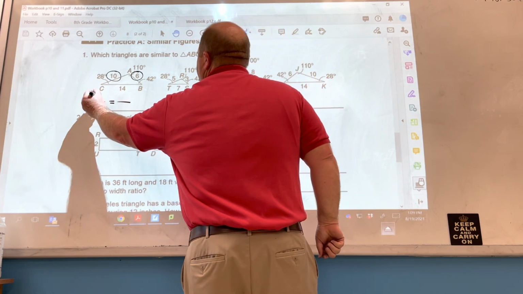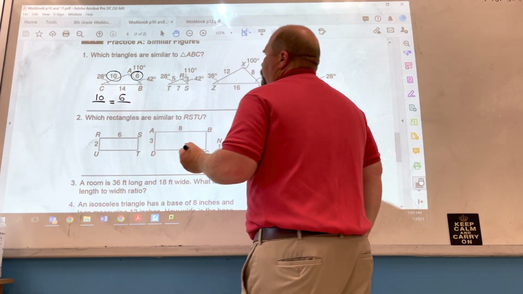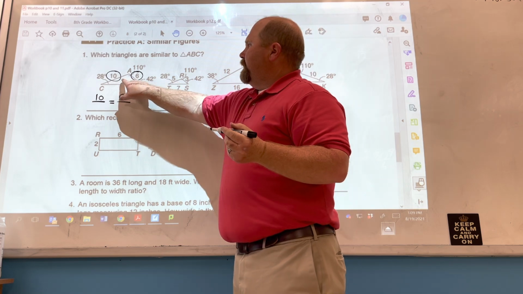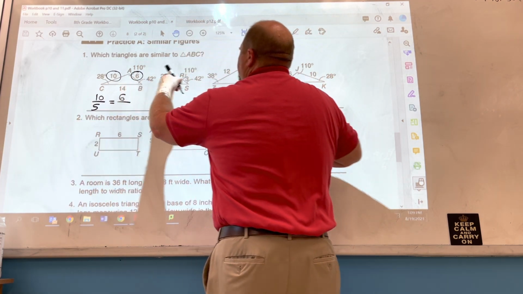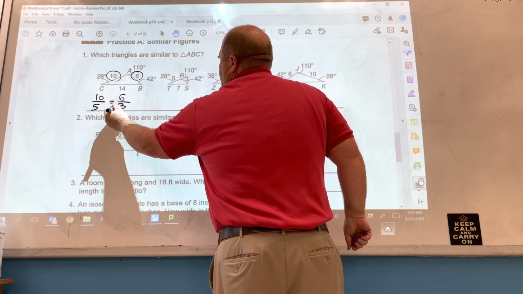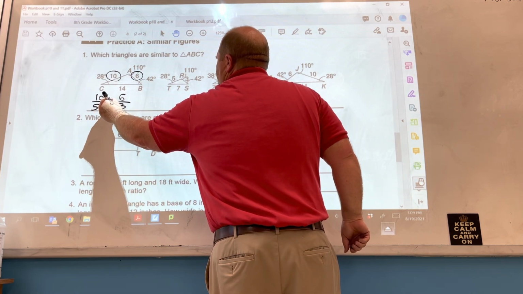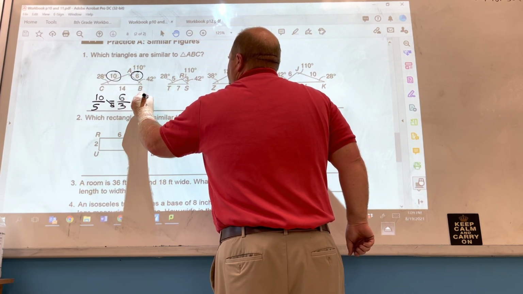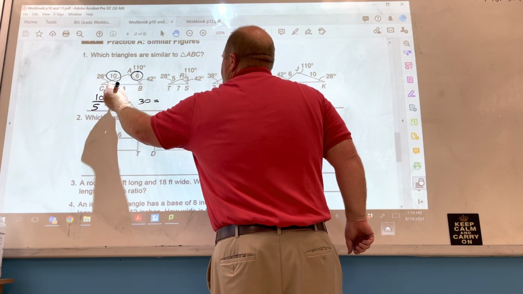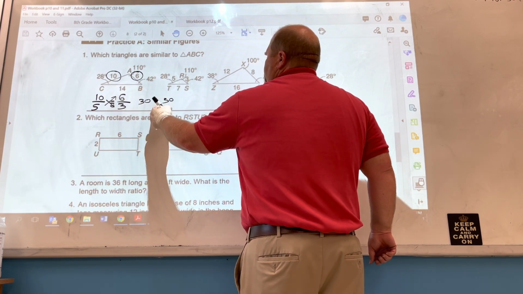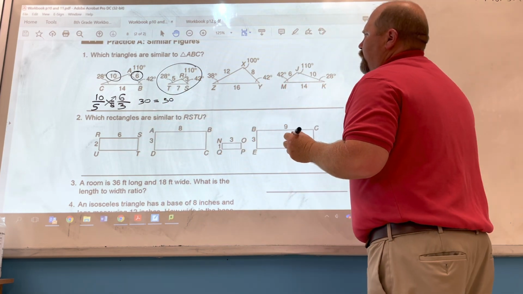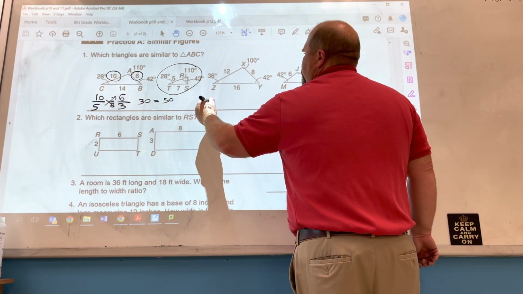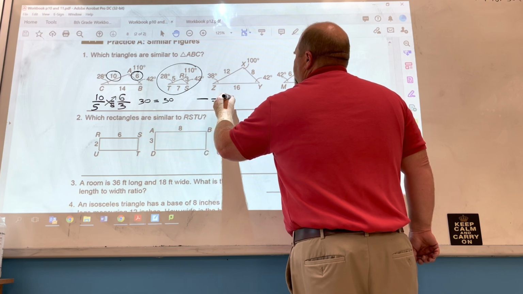So 10 and 6. Now, what does that correspond with over here? 10 matches 5, and 6 matches up with 3. So now we cross multiply. So 10 times 3 is 30, and 5 times 6 is 30. That's a match. That means that this is a similar triangle. So now we try the next triangle. We compare it to the original.